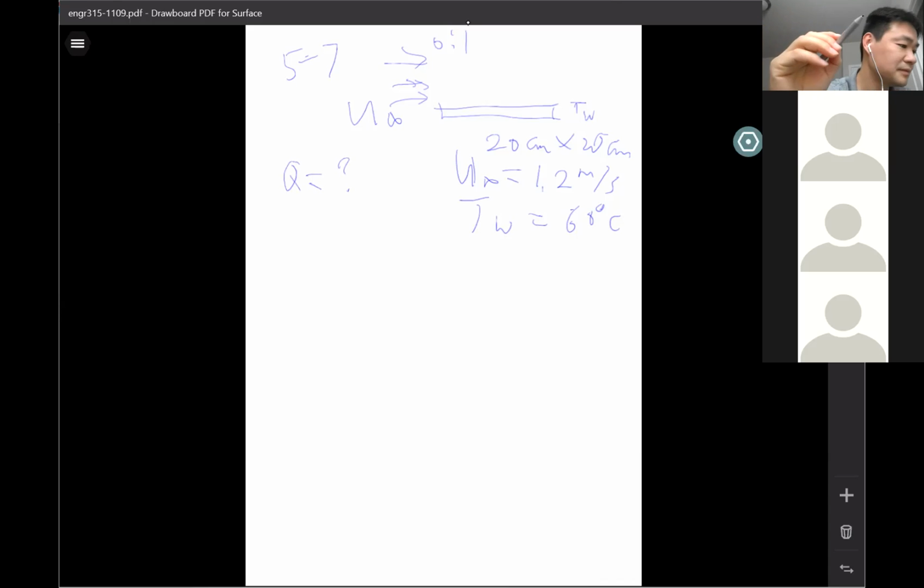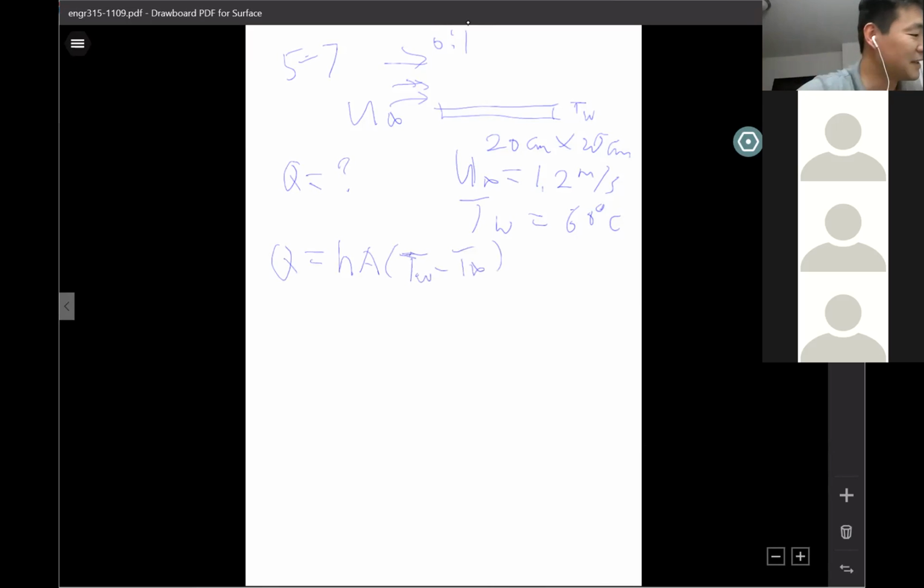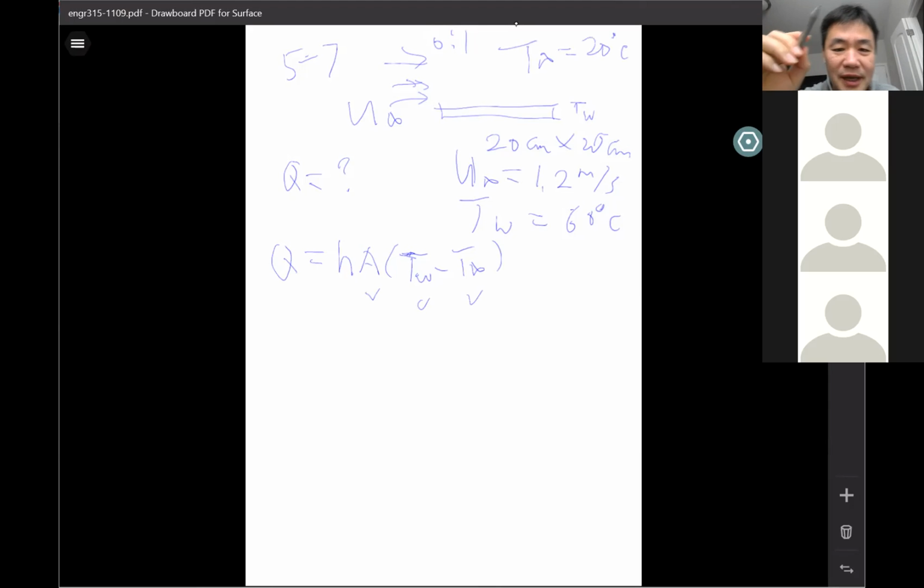We have many equations. So Q is what? Write it down. Q equals h times area times T wall minus T infinity. Do I have T infinity? 20 degrees C, good. So I have T wall, I have T infinity. Do I have area? 0.2 by 0.2, so it's 0.04 meters squared. Do I know h? I don't know h, so I need an overall average h.